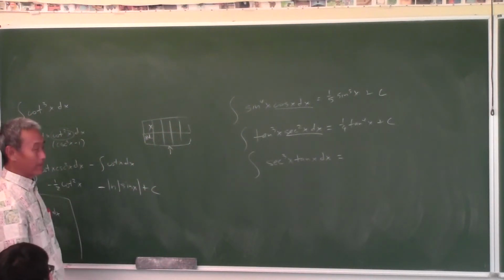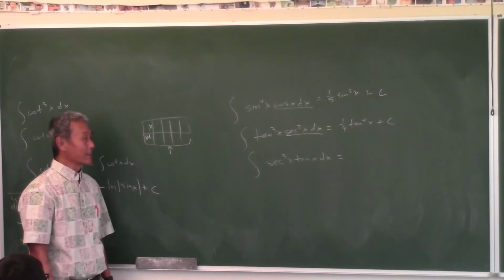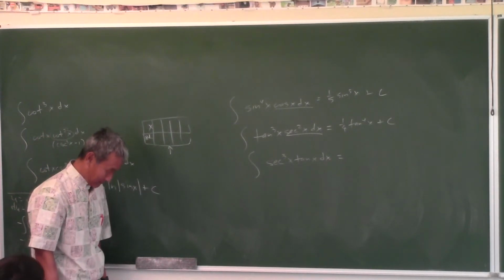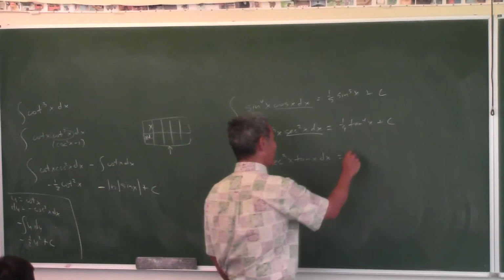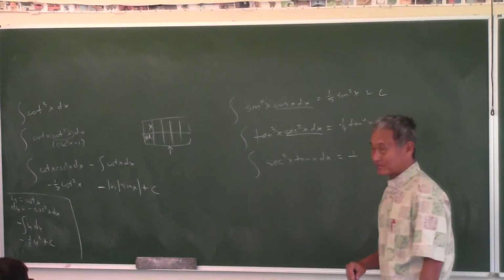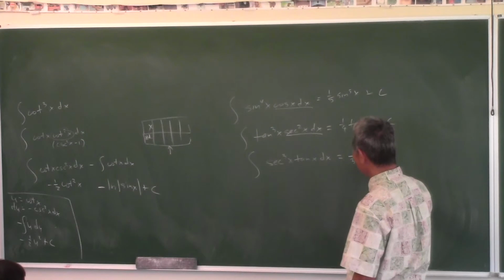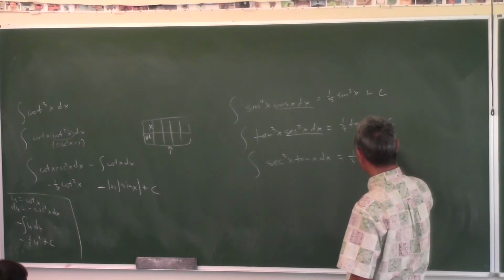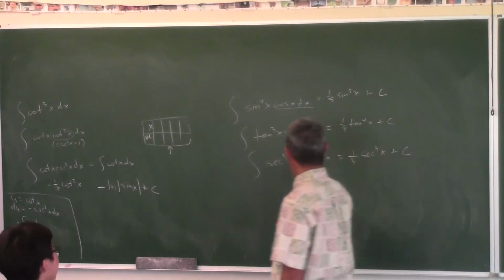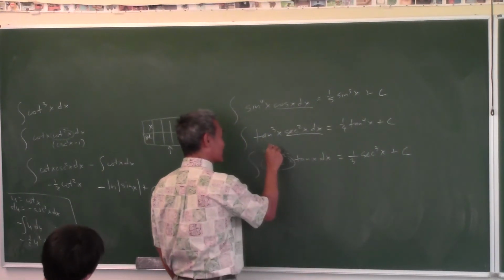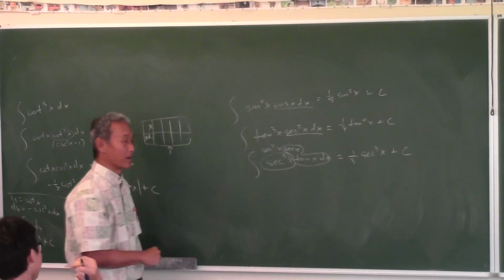I got this one. It's 1 over 3. 1 over 3 secant cubed x plus c. Very good. Everybody see that? How do you do that? Because you split this up into secant squared and secant, because secant x tangent x is the du part.